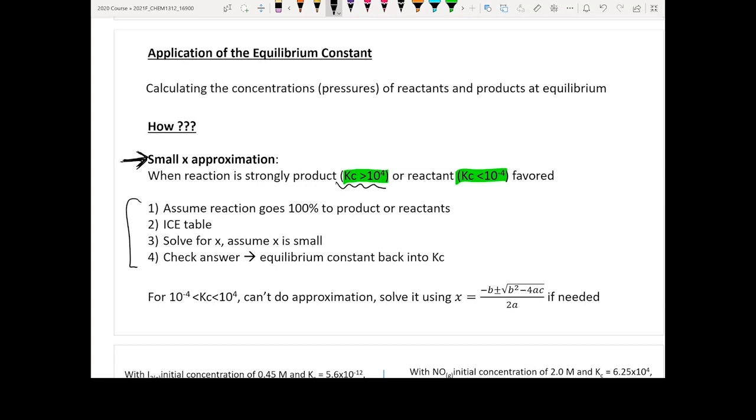approximation. If today my K is 10 to the 4th, then I give you the concentration of my reactants. Once you mix them, what will happen?